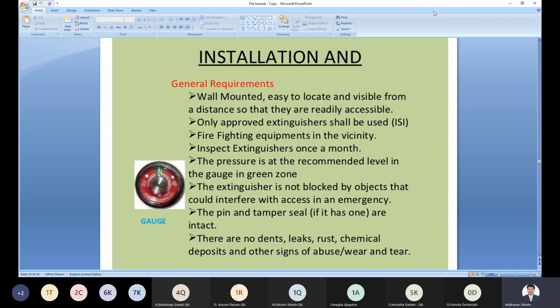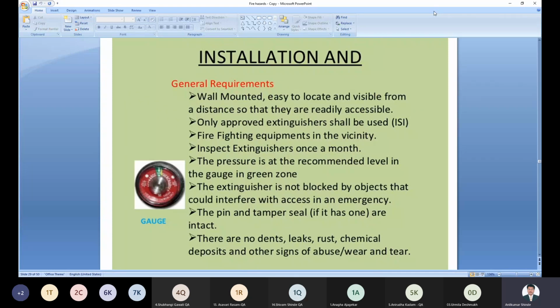Then installation, and this is very important: wall mounted, easily located and visible from a distance, so they can be readily accessible. Where we install the different fire equipment or extinguishers, in particular places, wall mounted, easily visible and readily accessible is very important. Then only approved extinguishers shall be used, those approved by the different approved agencies. Only those can be used.